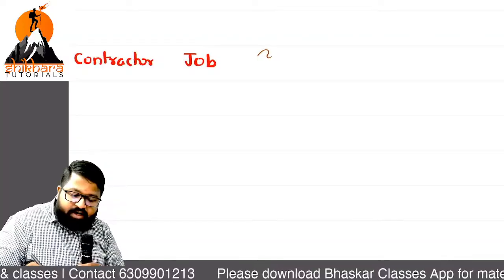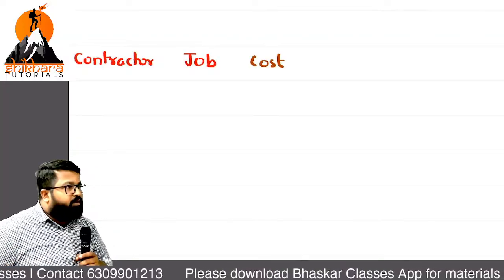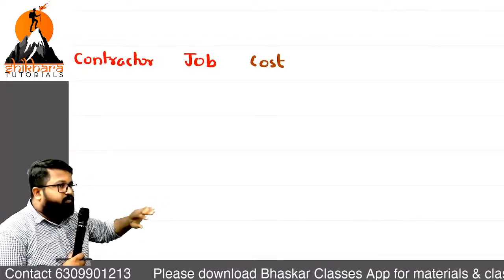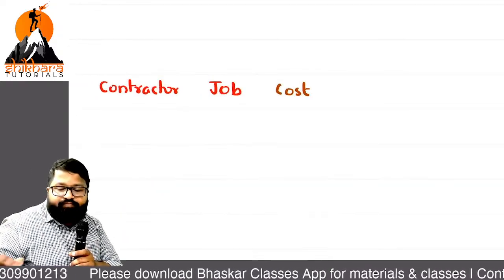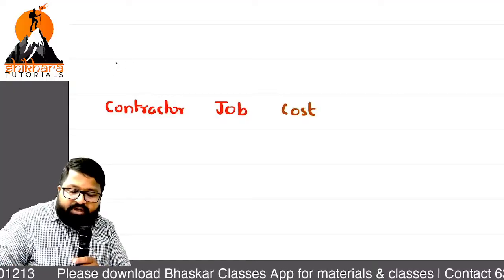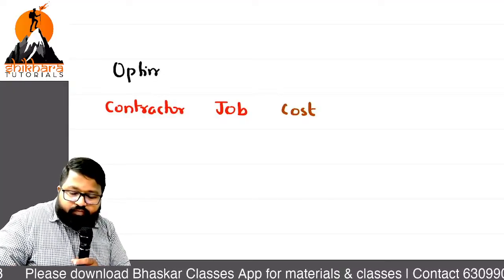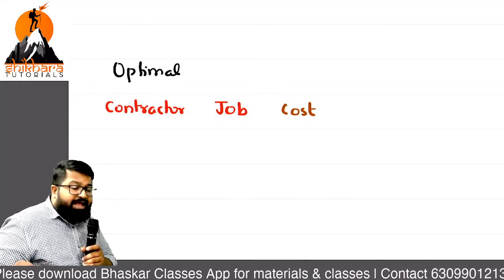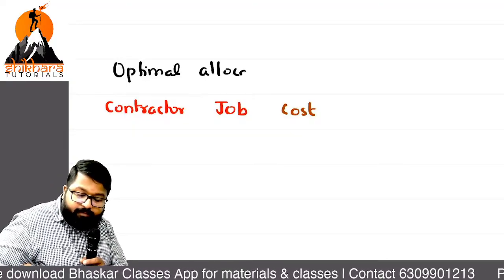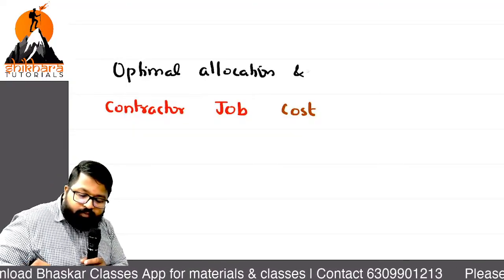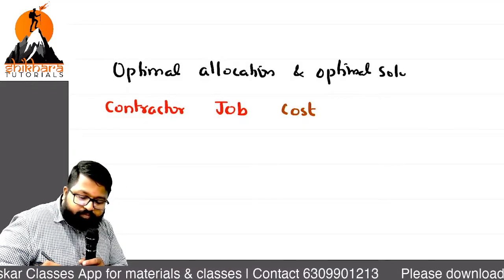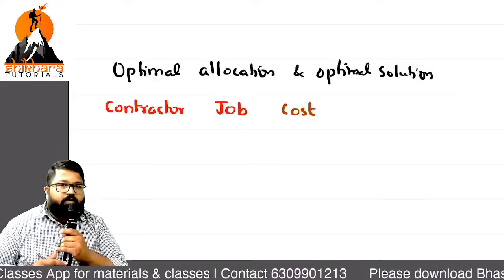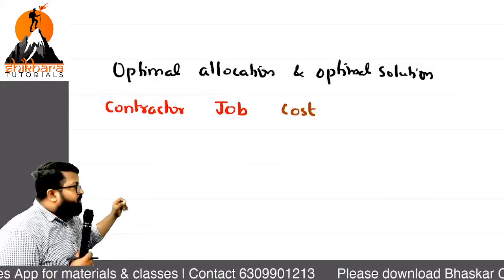This aspect is regarding cost. Okay. So in the same diagram, these are the columns. But what should be the heading for this? Optimal allocation and optimal solution. Optimal allocation and optimal solution.